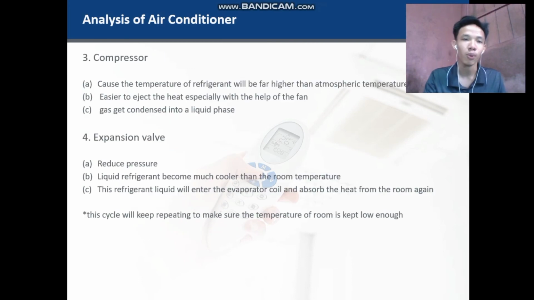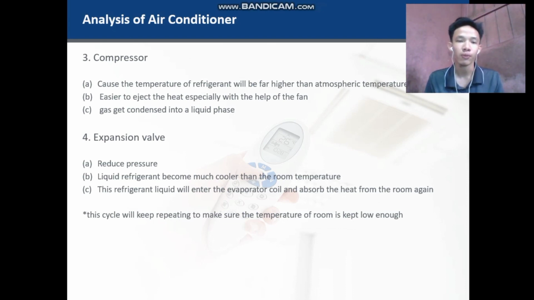The third point is the compressor. This compressor will cause the temperature of the refrigerant to be far higher than the room temperature. So it is easier to eject the heat, especially with the help of the fan. This fan will make the work more efficient. During this process, the gas also gets condensed into the liquid phase.